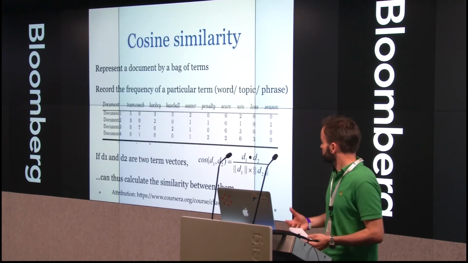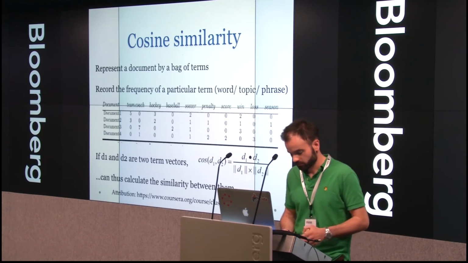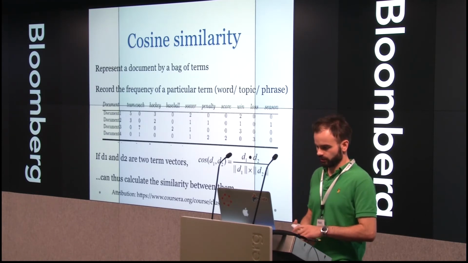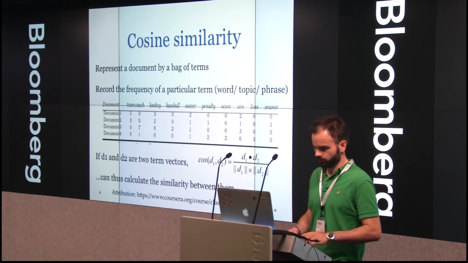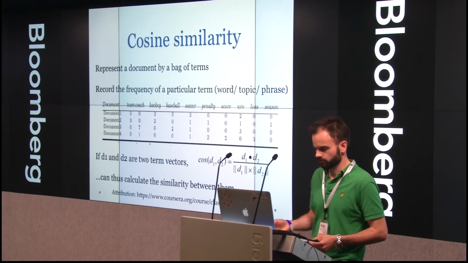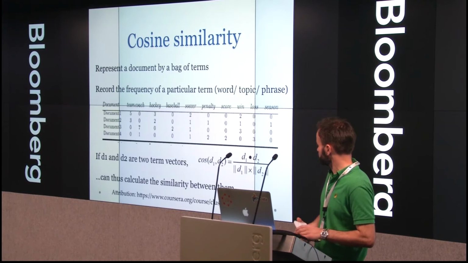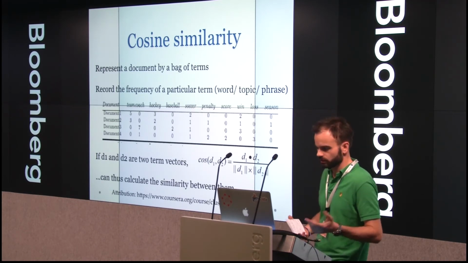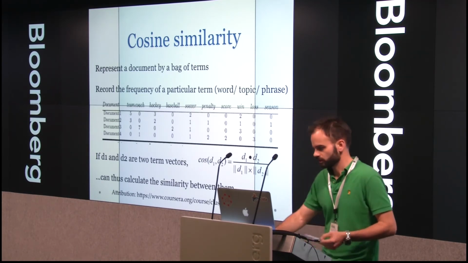because the way you represent your data is usually in a vector full of frequencies of particular terms, which could be words, which could be a topic, which could be a phrase, for example. So you can basically take the 2 vectors and perform this cosine similarity. It's quite straightforward.